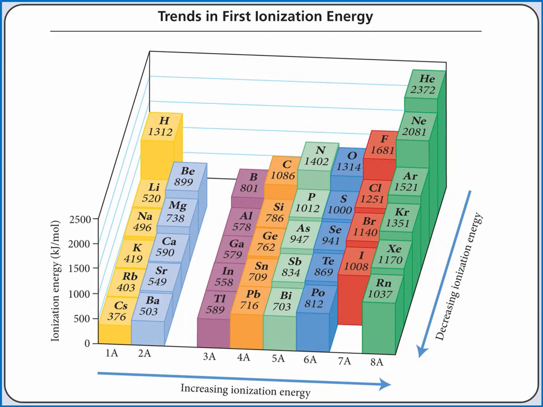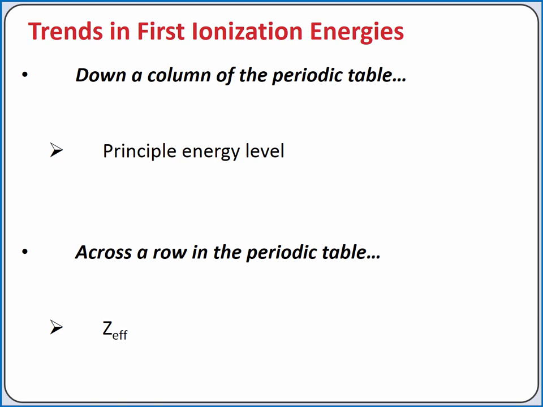We can see from this graph that first ionization energies generally increase going to the right across a row of the periodic table, and generally decrease going down a column of the periodic table. First ionization energies decrease going down a column because the principal energy level increases, which means the outermost electrons are being held at a higher energy farther from the nucleus as we go down a column. So removing an electron requires less energy.